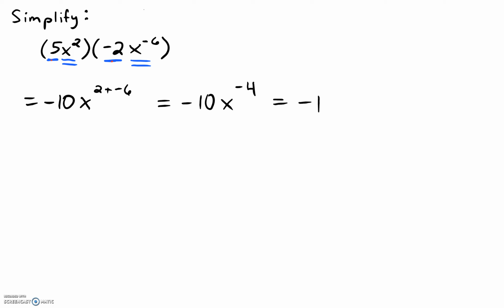So just bring right on over the negative 10. And x to the negative 4, that's now in a numerator, so we can write that in the denominator, x to the positive 4. And so our final answer, or the most simplified version of the answer, is negative 10 divided by x to the 4.